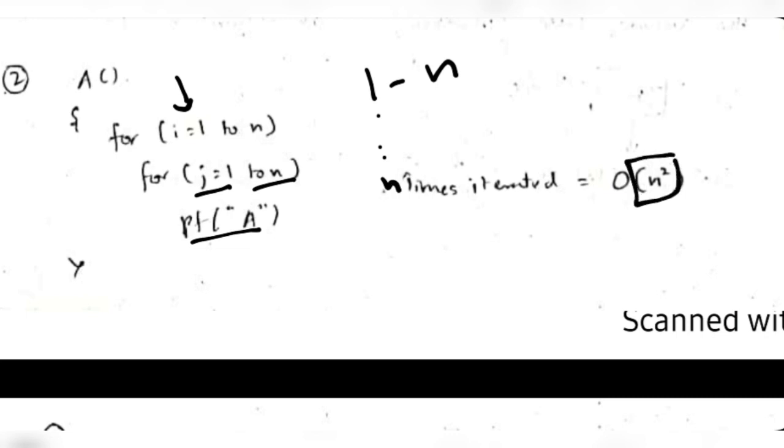In the second example, we have two for loops. So how many times will a be printed? For each value of i, j will run from i to n. So for each value of i, n times will be executed. So how many values of i are there? Till n, right? So n square times the function will be executed. So that's the order of this function.